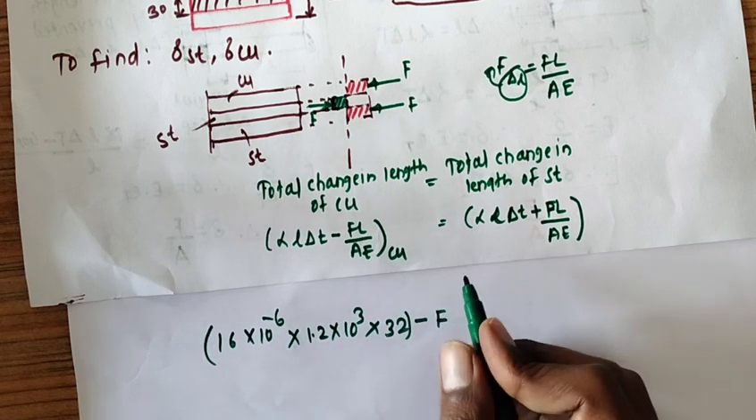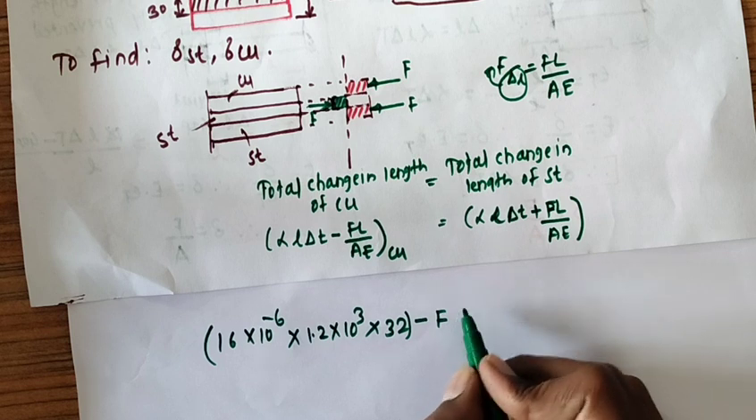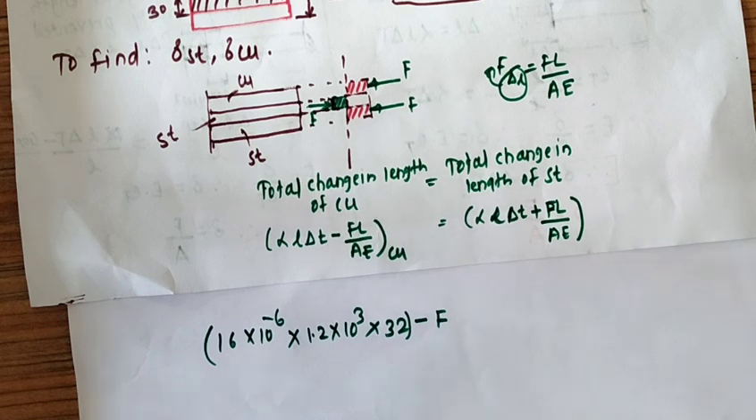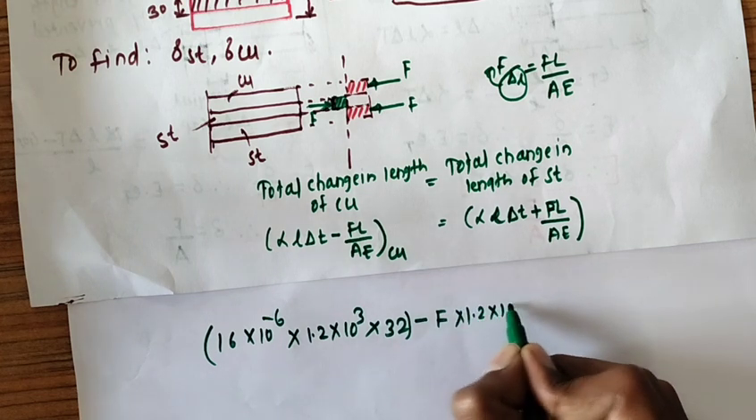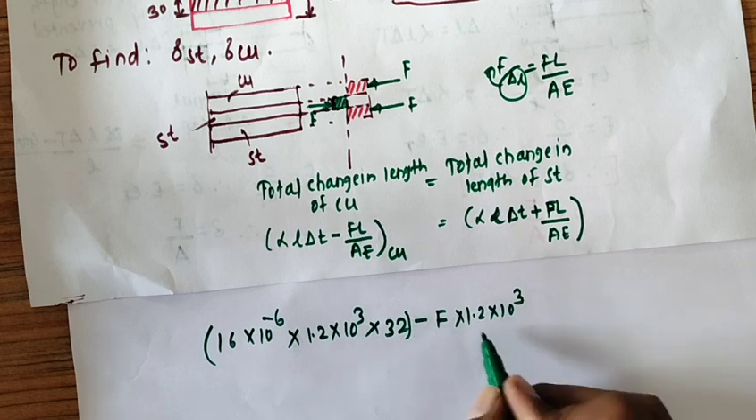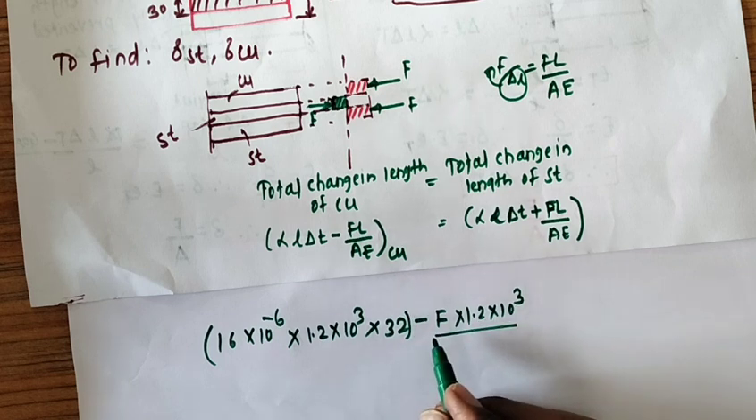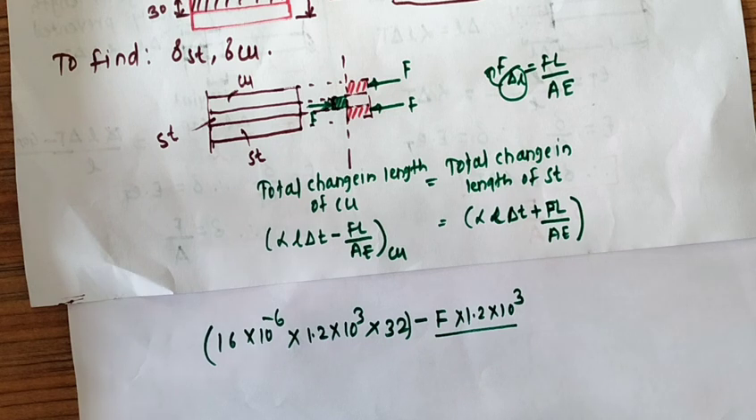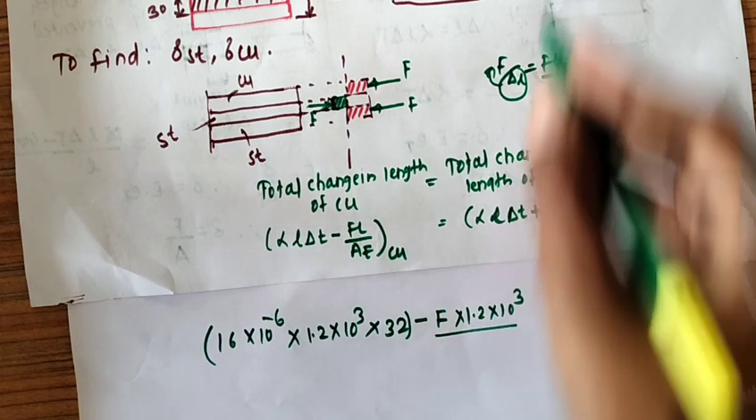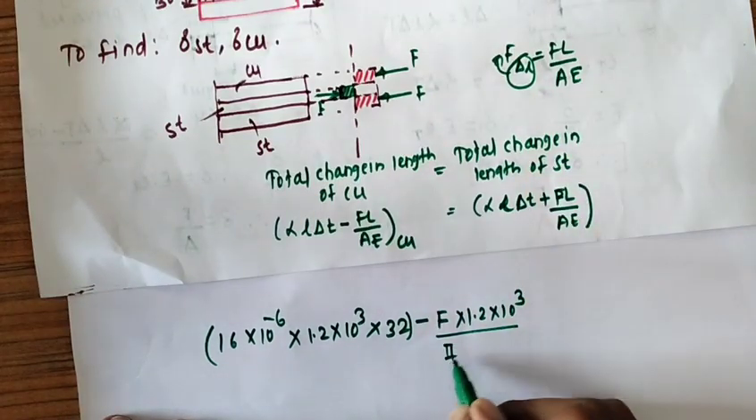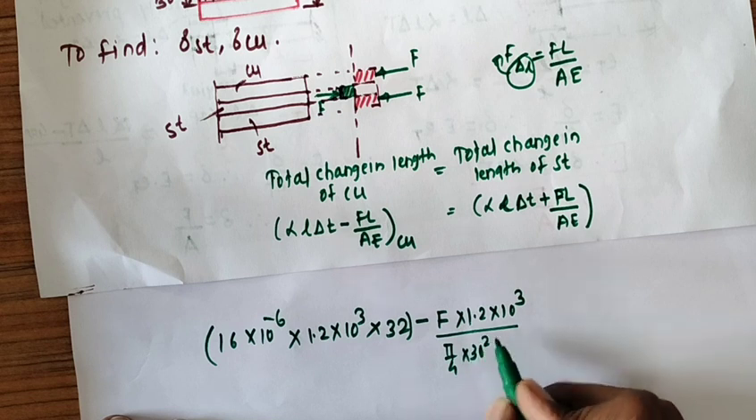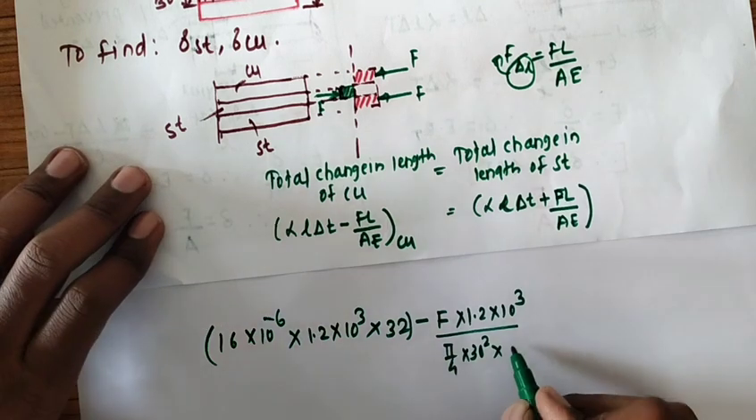F is not known, that we need to find out. L is again the same, 1.2 into 10 raised to 3 mm. Upon A, area we have to find out, and the diameter is given as 30 mm. So diameter also we have to note down. Area is pi by 4 into d square, that is 30 square, into E. E for copper is 100 into 10 raised to 3, given.